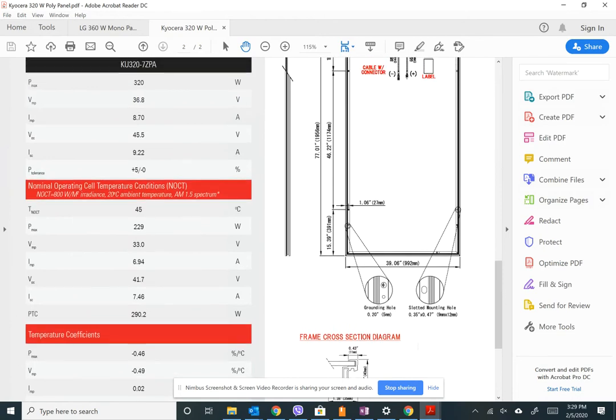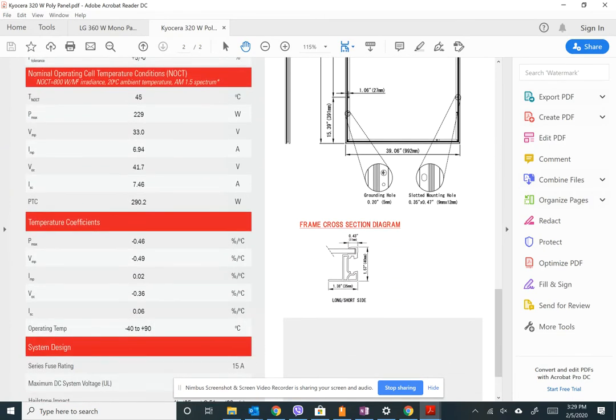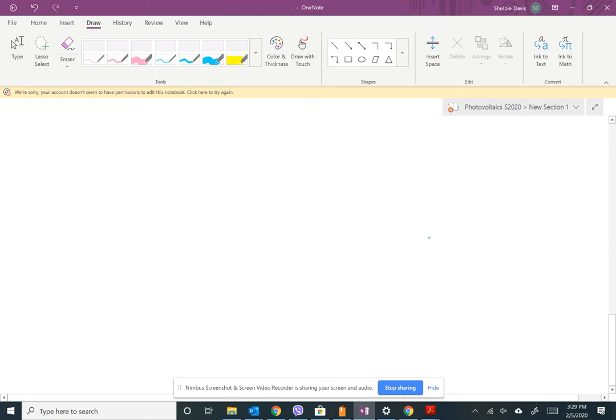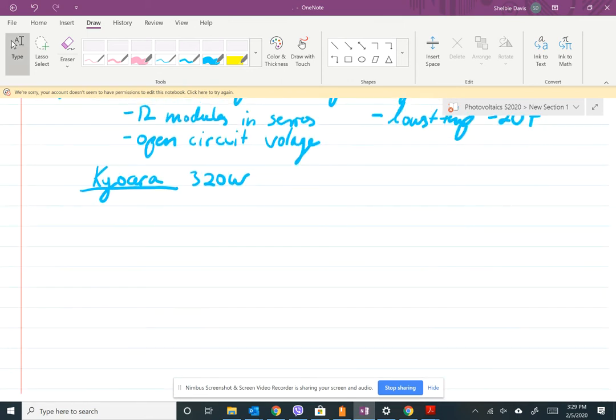Okay, so notice that this right here is in Celsius. What do we have? Fahrenheit. So we need to change that. That's the first thing we need to do. Units are important. So we have a negative 20 degrees Fahrenheit, which is equal to negative 28.8 Celsius.